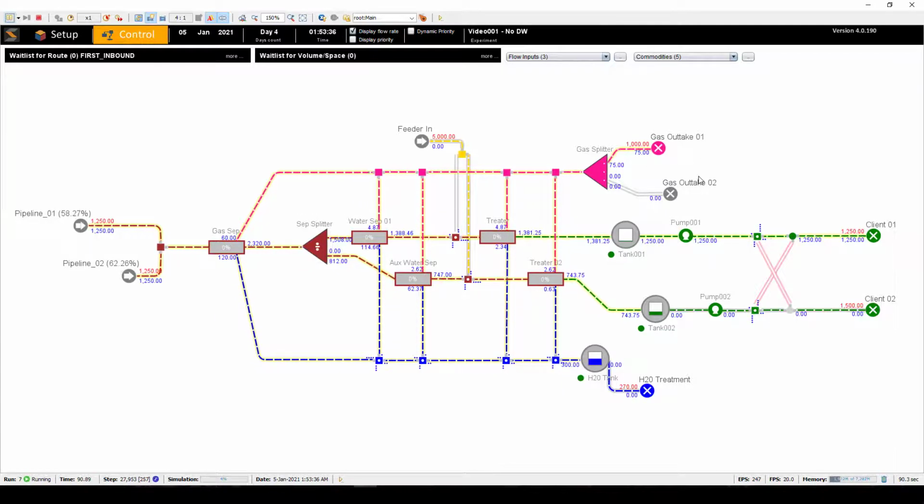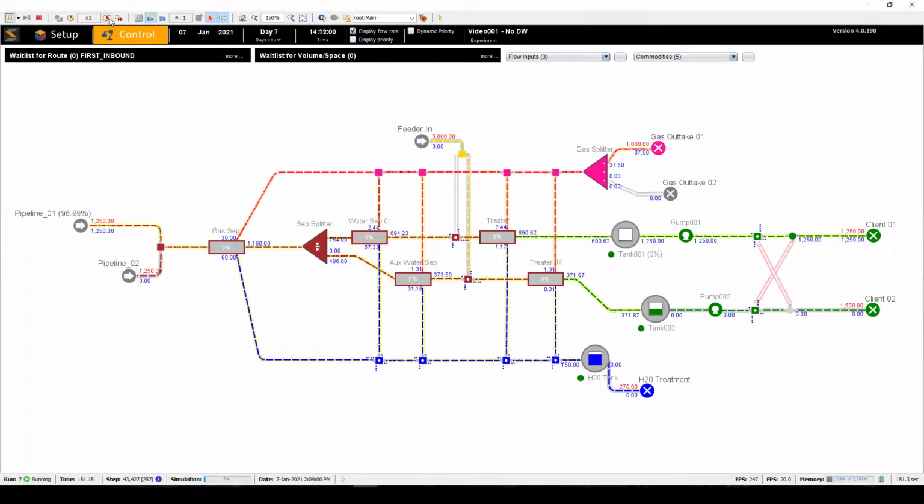two outtakes. Both the pipeline and the feeder have weekly nomination batches that need to be injected into the network and received at the client end. The client has demands on a daily basis, hence the pipelines can inject large volumes into these tanks that the clients can withdraw from on a daily basis. So let's say that this network accurately represents a company's field operations, and we're trying to identify some of the inefficiencies in the network configuration.